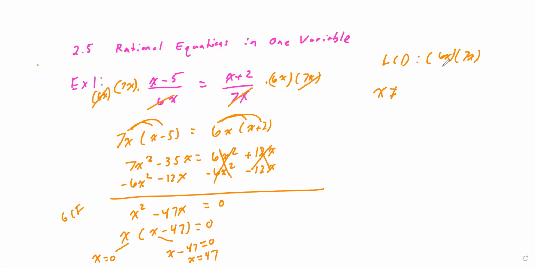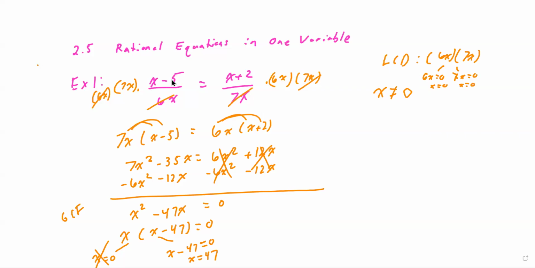So the best thing to do is to take your factors here, set them equal to 0 to figure out what x cannot be. And in both situations, x cannot be 0, because if I let x be 0, I would get 0 in the denominator, which cannot happen. All right, so that must mean that x equals 47. And then you can check it even further.